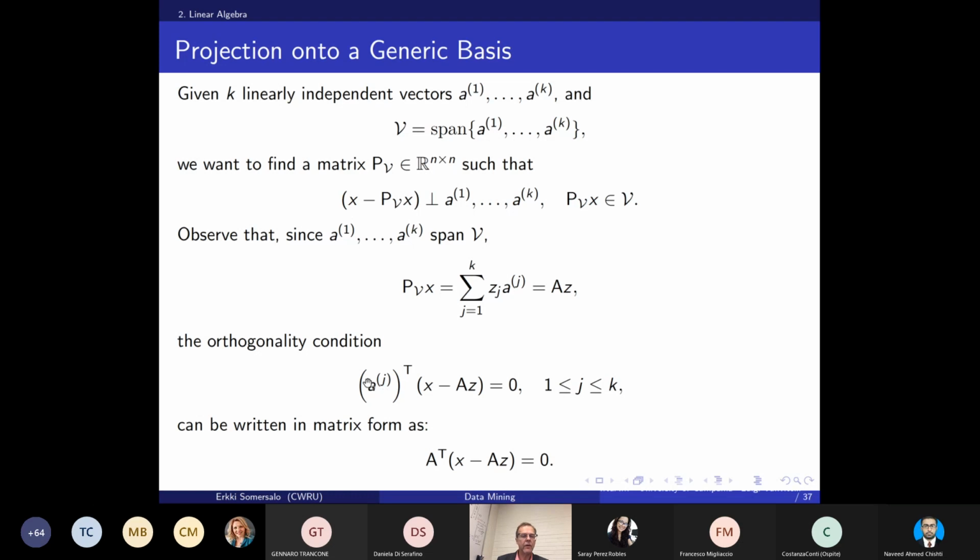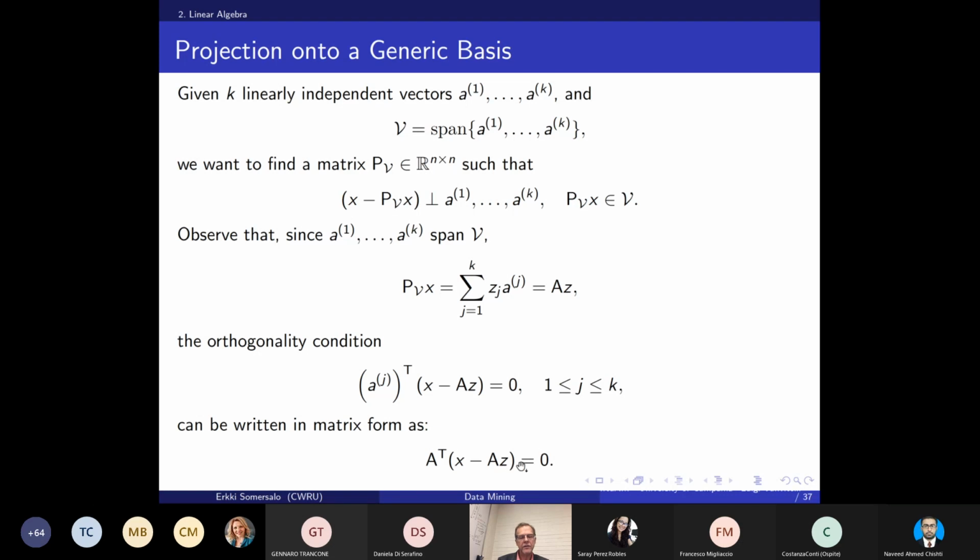So that means that if I take any one of those spanning vectors aj and I calculate the inner product, it should give me 0. Now, if you think what this condition means, if I take the matrix A, where you have columns of aj, and you take the transpose, then in A transpose, the aj transposes are the rows of A. Therefore this set of conditions that I have written here, where j runs from 1 to k, can be written in matrix form simply by saying that A transpose times x minus Az equals 0. So this is the orthogonality condition.